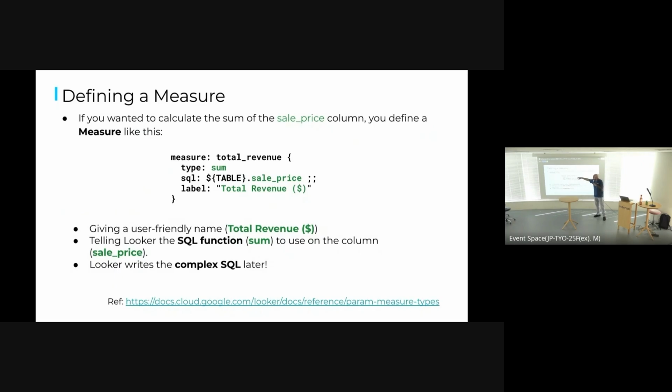This is the formula that we provide, type sum, and the SQL is on top of which column I'll need to run this formula, right? So on top of the sale price, I'll be running the sum, and that gives me total revenue. It's as simple as that.